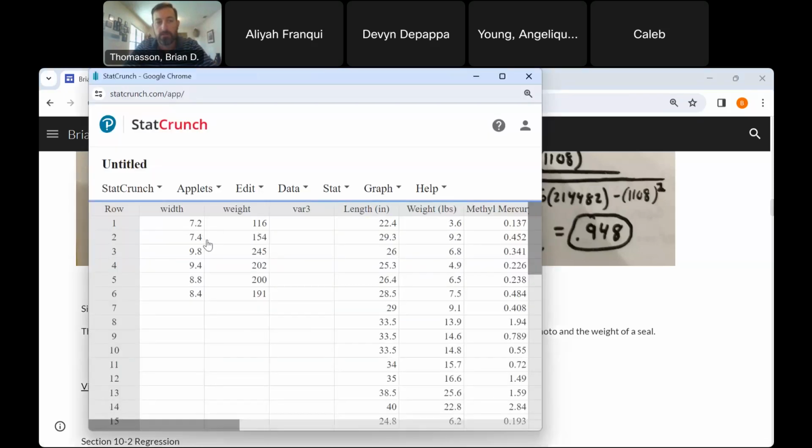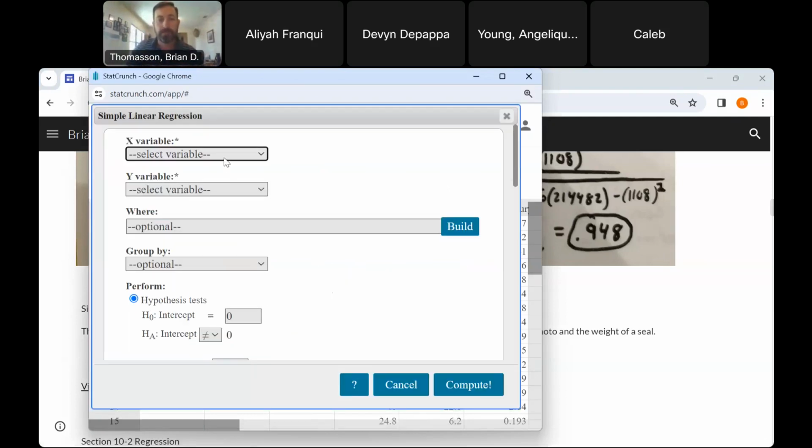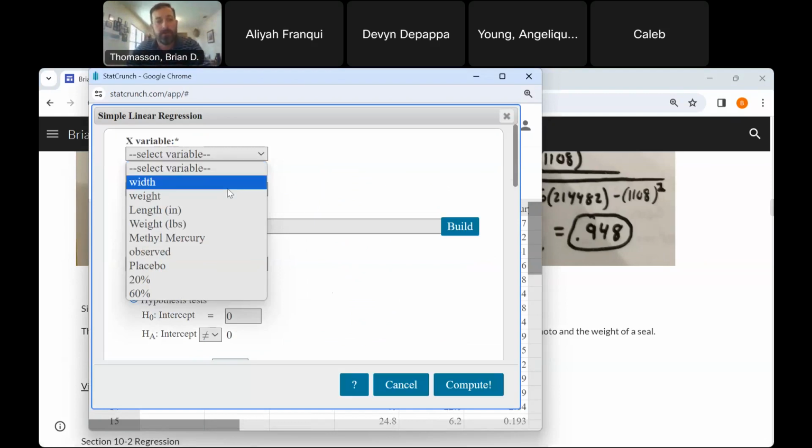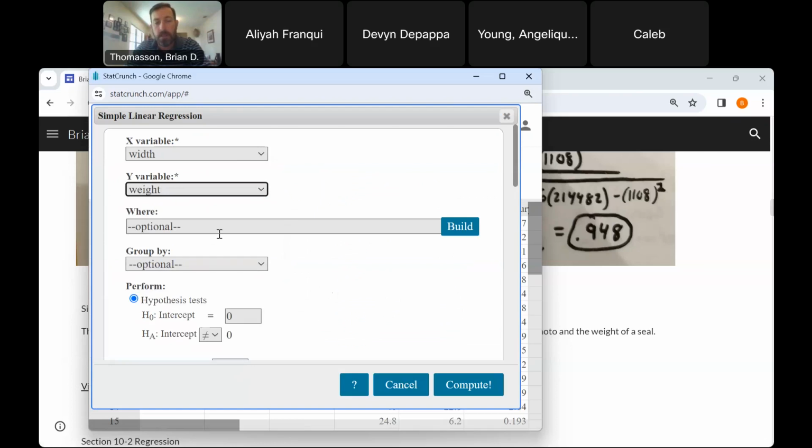I have those widths and weights in those first couple rows, and we're going to go under Stat, Regression, Simple Linear. Okay, so everything in this chapter, we're going to go to the exact same place. Stat, Regression, Simple Linear. Okay, we select those variables, the width and the weight. And we don't have to change anything else. We just have to throw those two variables in and we hit compute.